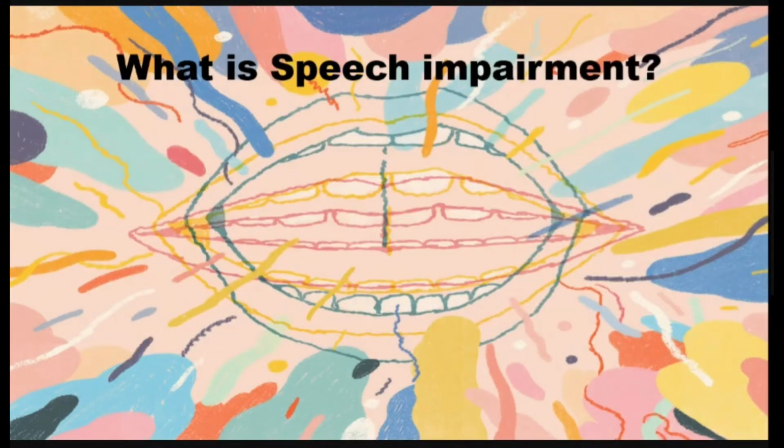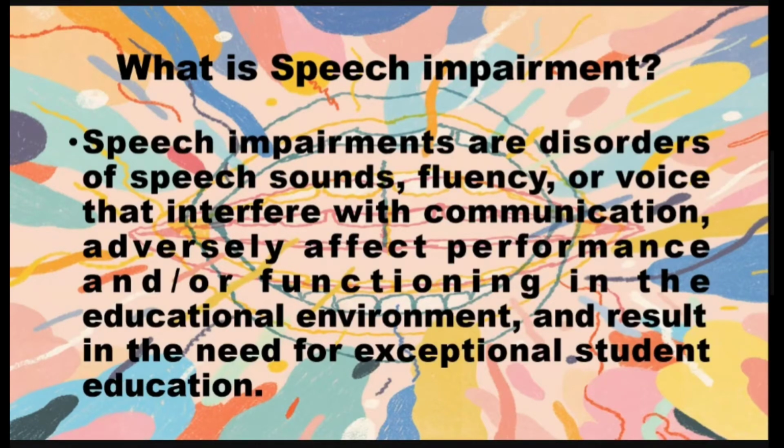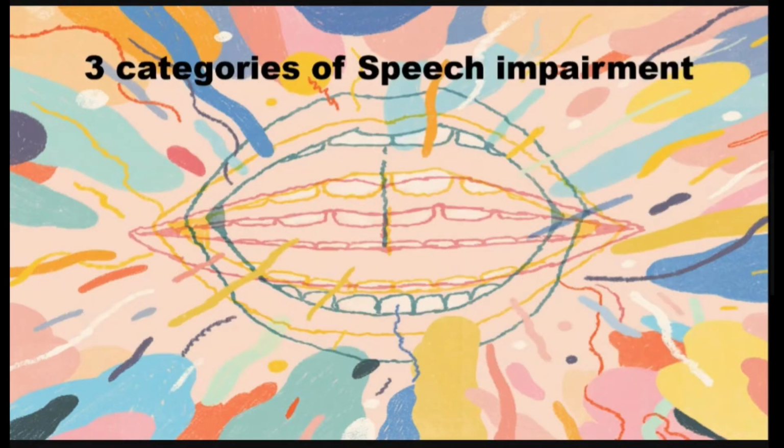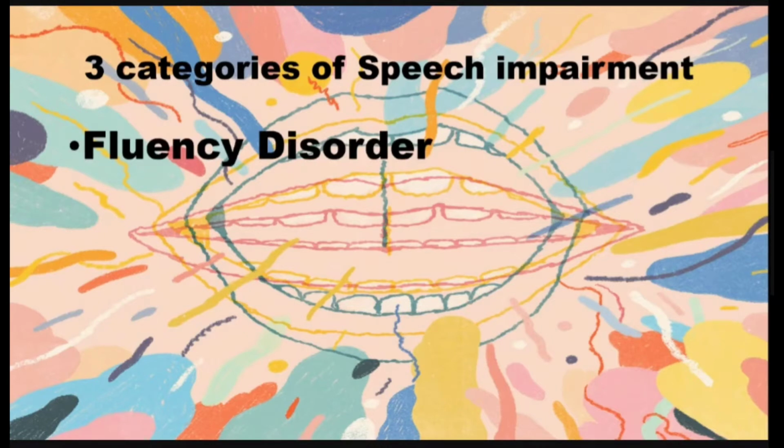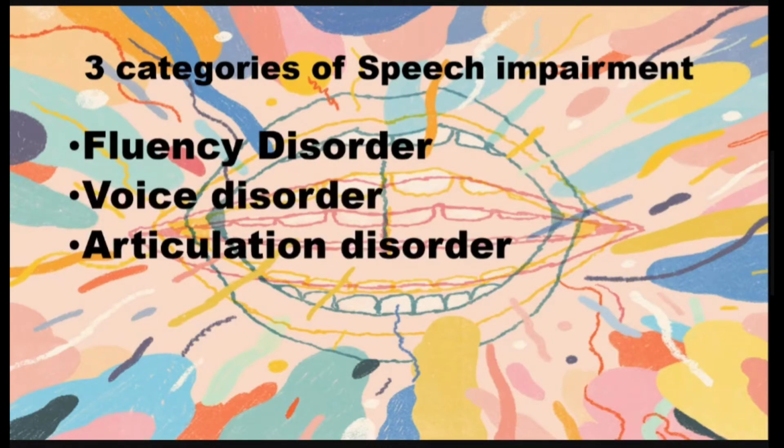So let's begin with speech impairment. So, what is speech impairment? Speech impairments are disorders of speech sounds, fluency, or voice that interfere with communication, adversely affect performance and or functioning in the educational environment, and result in the need for exceptional student education. There are three categories of speech impairment, and these are fluency disorder, voice disorder, and articulation disorder. We will each tackle this as we go along.